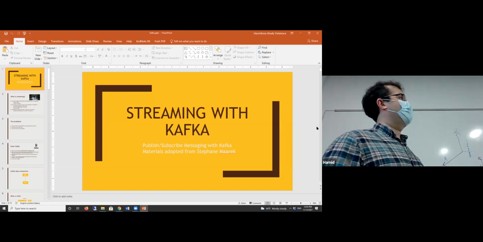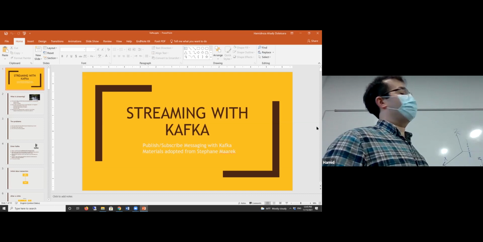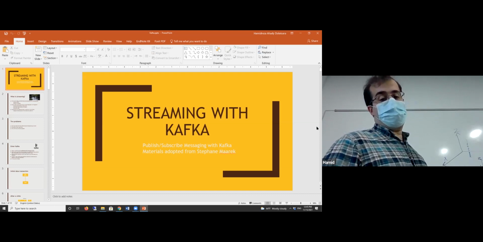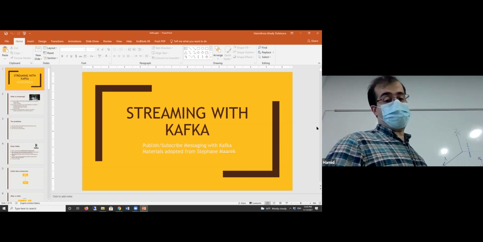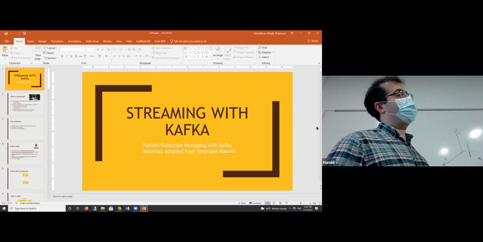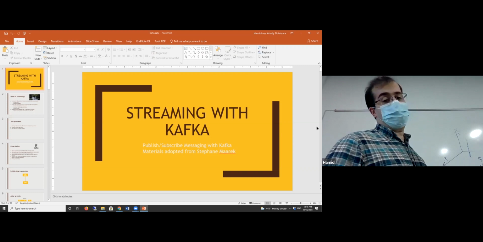So Kafka is one of the most advanced ones. The goal is basically, I put the goals there: publish, subscribe, messages. So you might have several streams of data and also several customers or several applications that work with the data streams. Kafka just helps you and saves a lot of time.